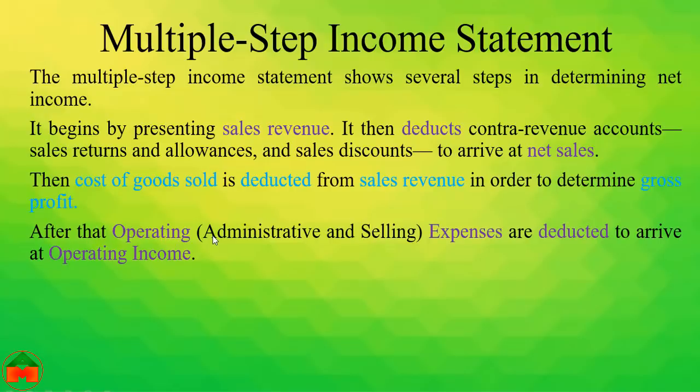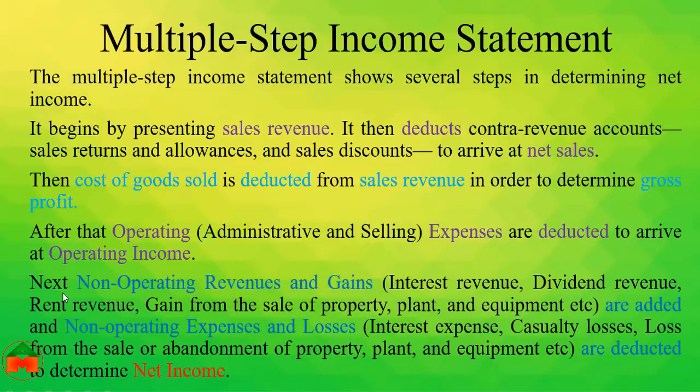After that, operating expenses, I mean administrative and selling expenses, are deducted to arrive at operating income. Next, non-operating revenues and gains, which are called other revenues and gains, such as interest revenue, dividend revenue, rent revenue, gain from the sale of property, plant and equipment, etc., are added. And non-operating expenses and losses, which are also considered other expenses and losses, such as interest expense, casualty losses, loss from the sale or abandonment of property, plant and equipment, etc., are deducted to determine net income.